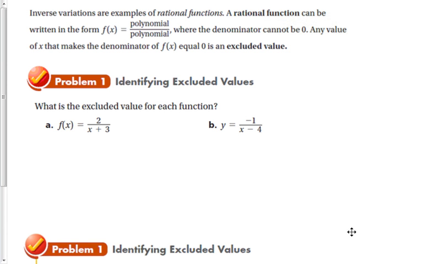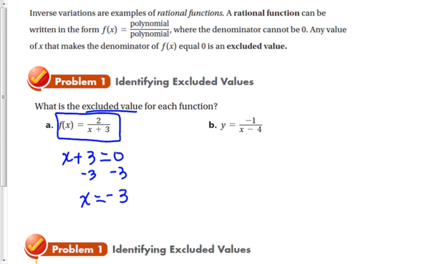First of all, it's important to understand that there are some excluded values. We have to make sure we're not dividing by 0. So the excluded values occur when the denominator is 0. So let's find that right here. If x plus 3 equals 0, that means that x would equal -3. So this function right here is undefined when x equals -3 because you'd be dividing by 0. So the excluded value is -3.